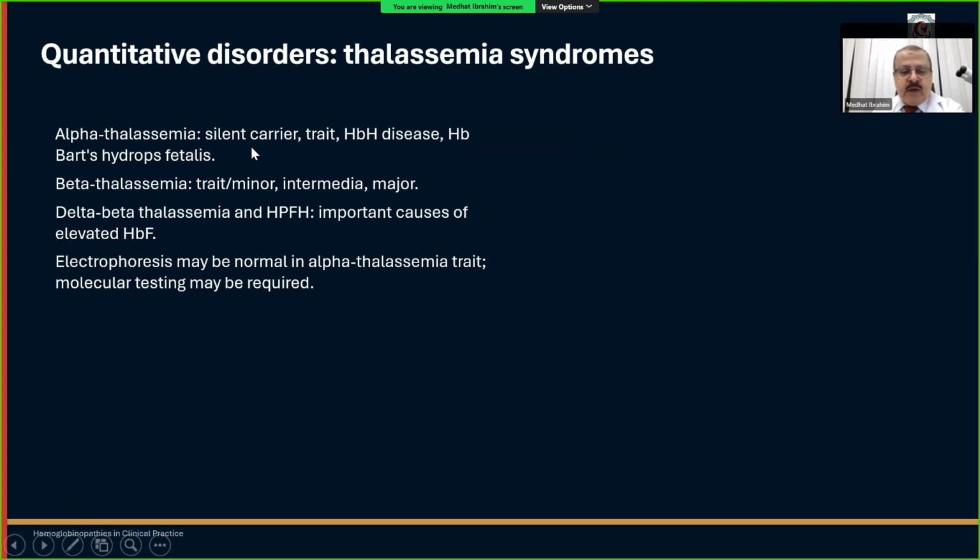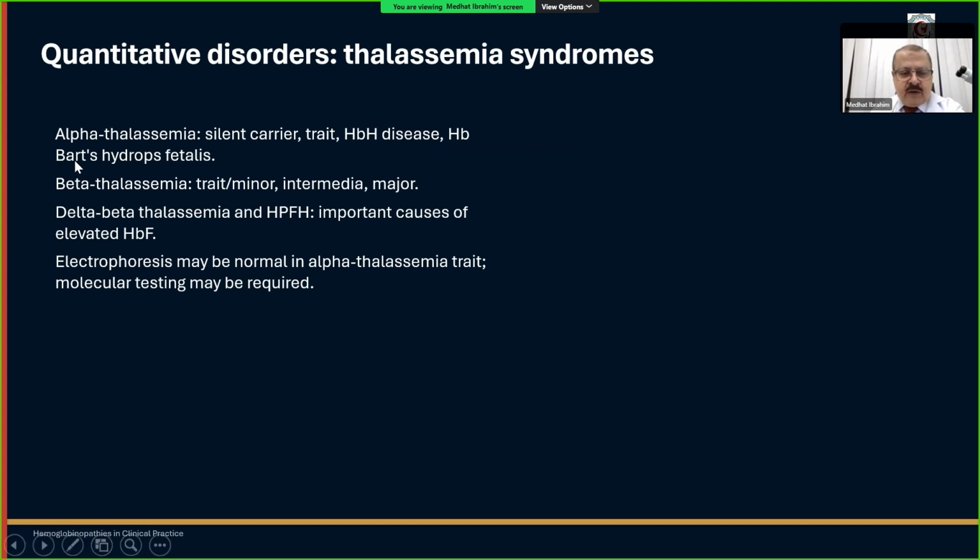Alpha thalassemia might present as a silent carrier or trait, or hemoglobin H disease, and hemoglobin Bart's in cases of hydrops fetalis. Hemoglobin H disease, because of the deficiency of alpha chains, consists of 4 beta chains. And hemoglobin Bart's happens in neonatal life, because again of the deficiency of the alpha chains. It is produced by 4 gamma chains.